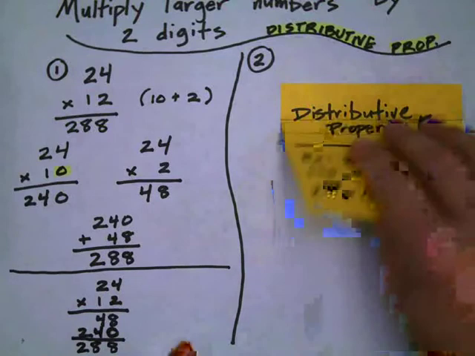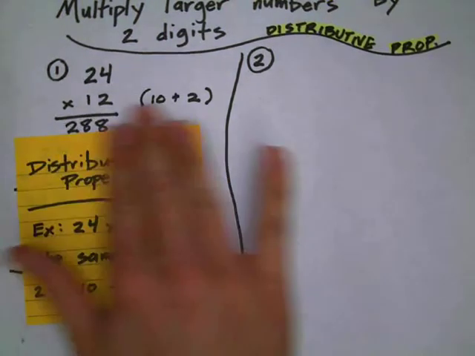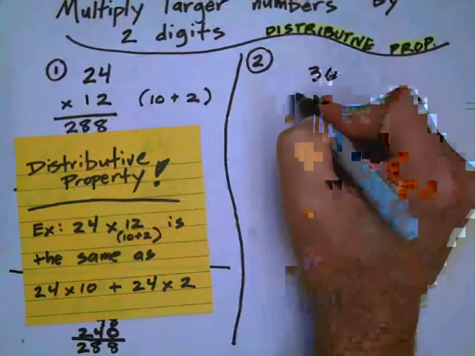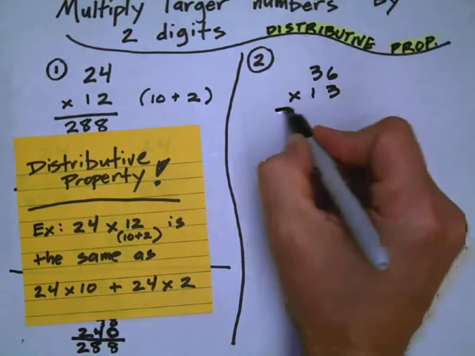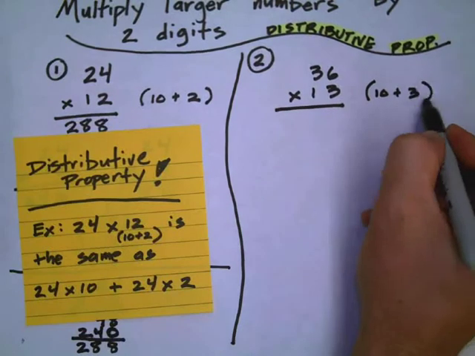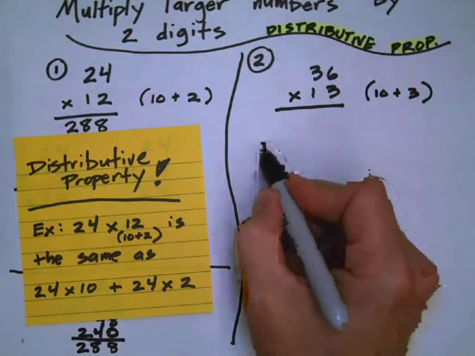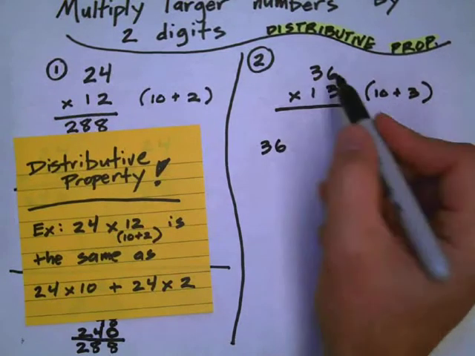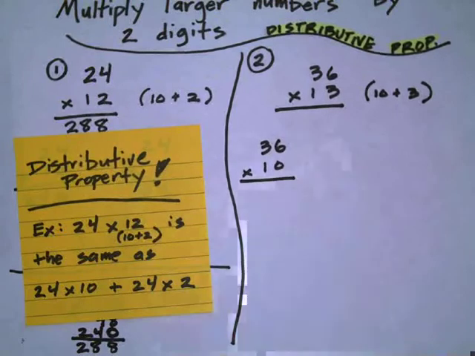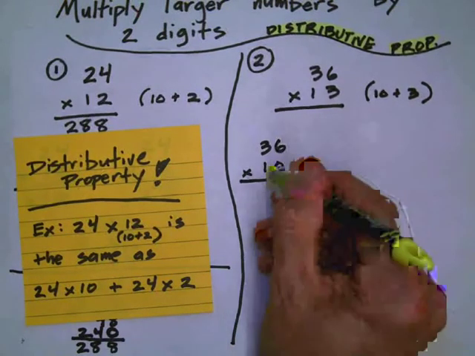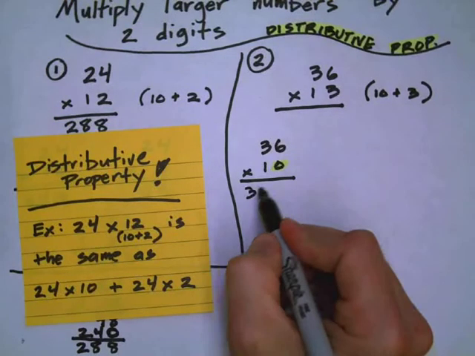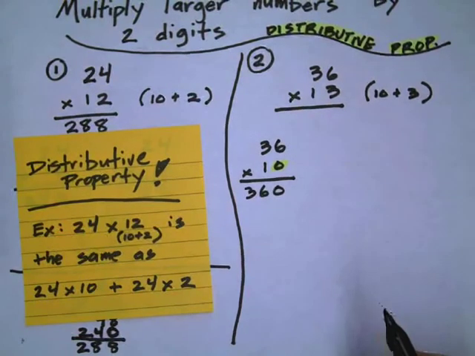Let's give this property a try one more time on the right side here. Let's try another problem like 36 times 13. At this point you've probably figured out that 13 is really 10 plus 3. So what we're going to do down below is we're going to take our first number here, 36, and we're going to distribute it across both of these, finding a multiple of 10 to make our life a bit easier. Highlight the 0. 36 times 1 is 36. Bring down a 0 and you have 360.